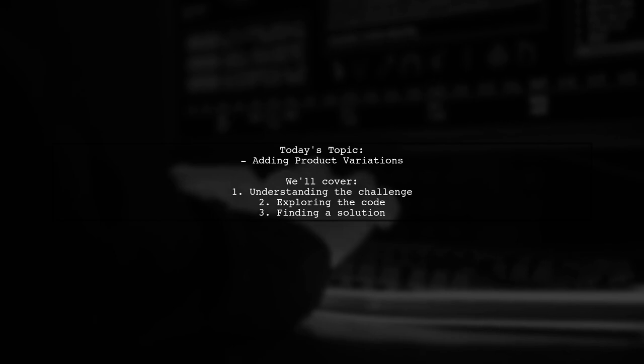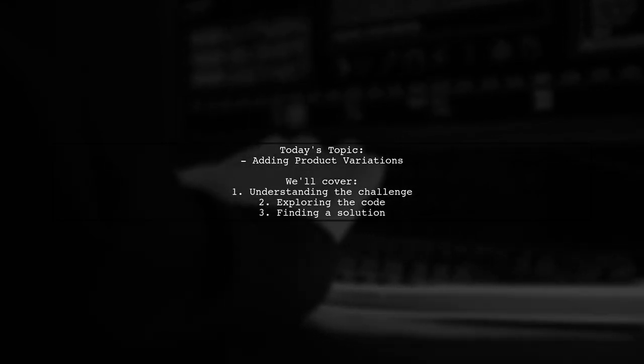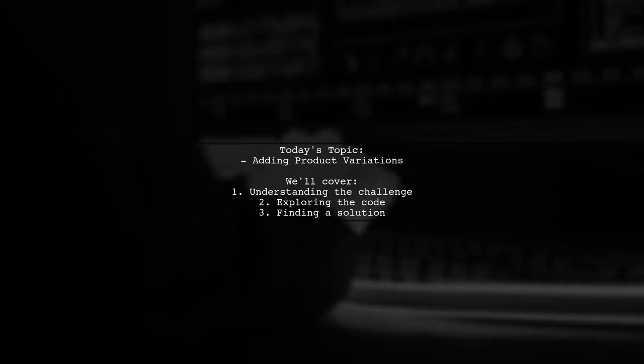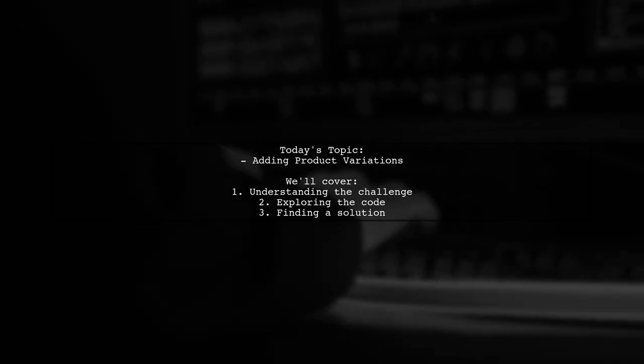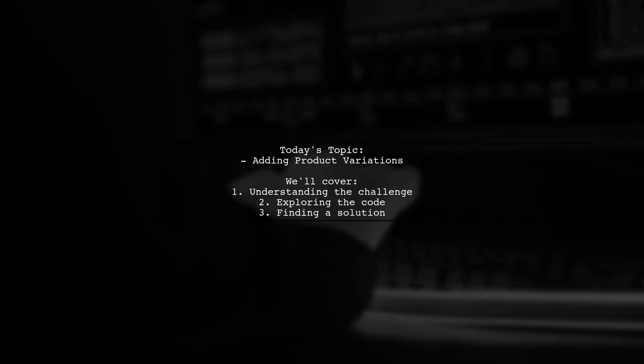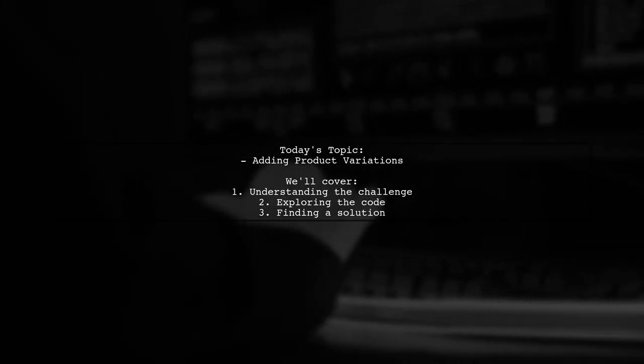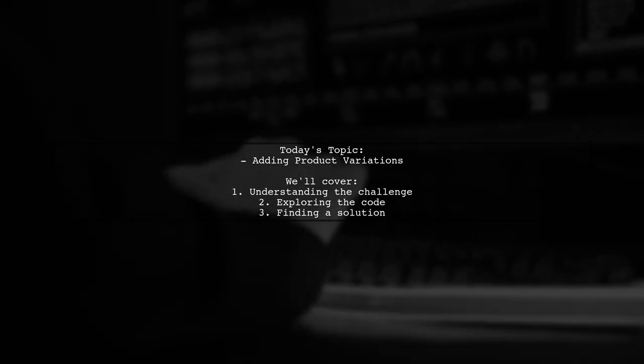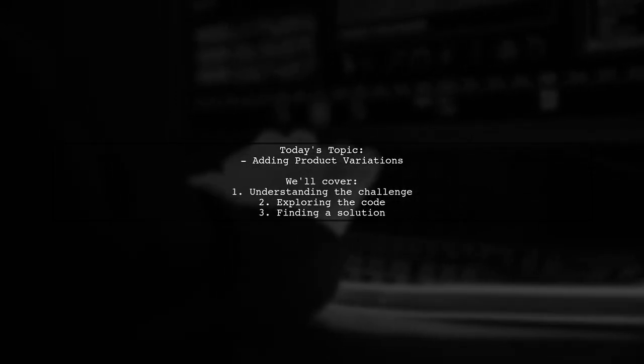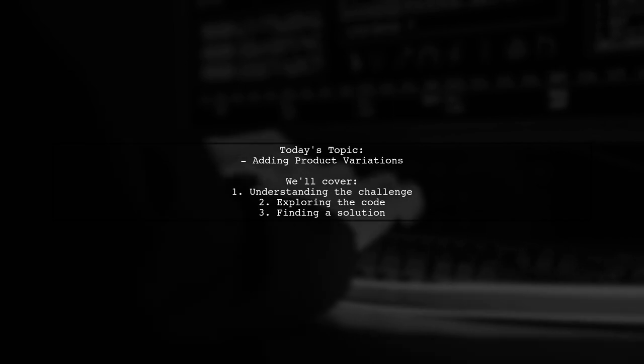Today, we're tackling a question that many developers encounter when working with product variations. Our viewer is using the WooCommerce Net Library to sync products from an ERP database to a WooCommerce eShop. They want to know how to add product variations with multiple attributes like size and color.